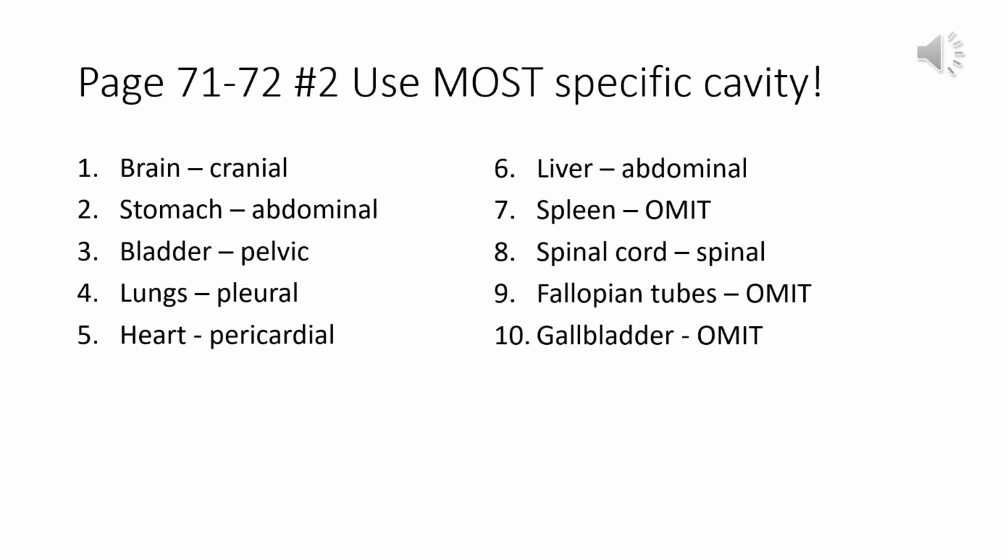The liver is in the abdominal cavity. The spleen we're omitting, but it is in the abdominal cavity. The spinal cord is in the spinal cavity. The fallopian tubes we're omitting. They're girl parts, they're in the pelvic cavity. The gallbladder we're omitting, it's underneath the liver and in the abdominal cavity.